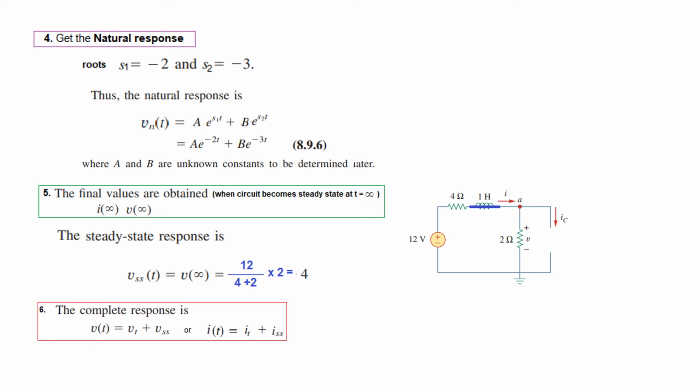And now we are ready to find the complete solution. Complete solution we know is the transient plus the steady state for voltage, and similarly for current. So let's see, in this case the complete response will be V(t) is V transient plus VSS. VSS is 4 from here, and this was the transient response that we got from here. So this is our complete response, but we have to find the values of A and B. So let's proceed.